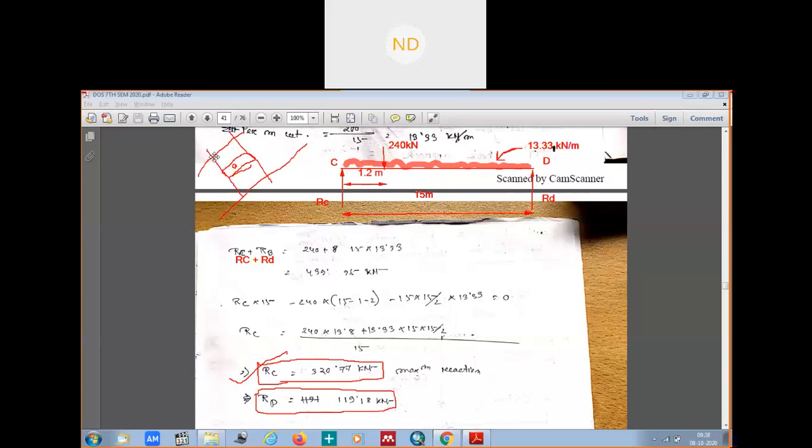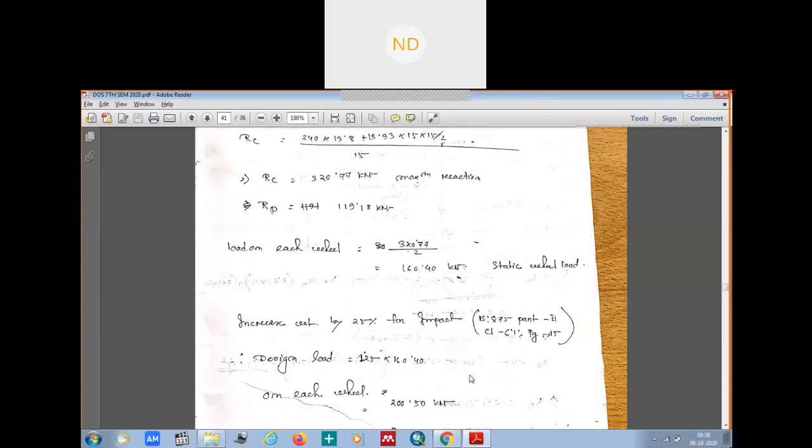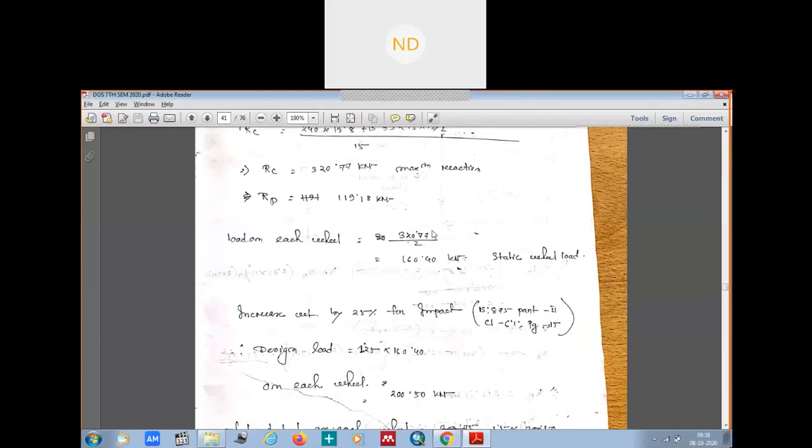Also the wheels of the crane girder are on these two rails, above here. Since we have got the maximum reaction of 320.77 at this point, that can be divided onto the two wheels. So load on each wheel will be this divided by 2. Load on each wheel will be this reaction divided by 2, which is your static wheel load. You should know what the static wheel load is: the load on each wheel is nothing but your static wheel load.